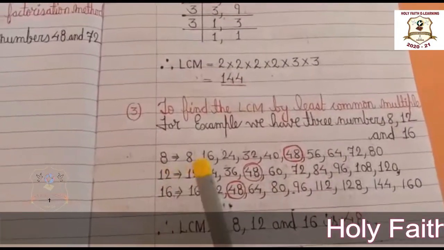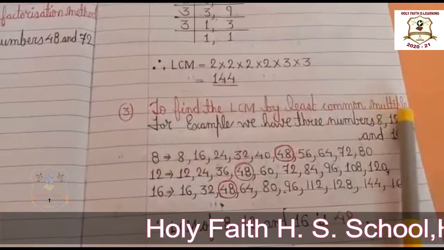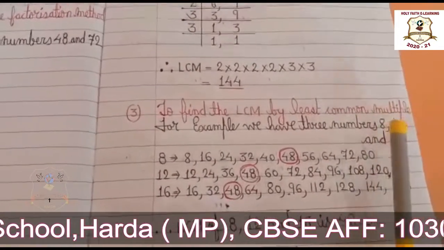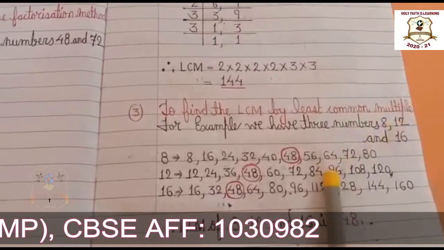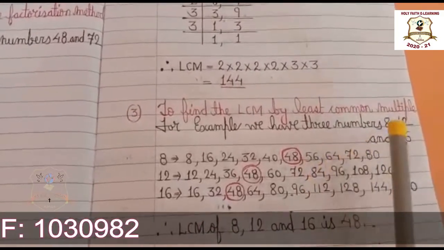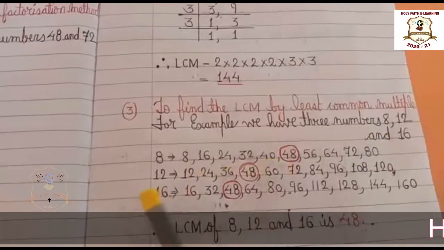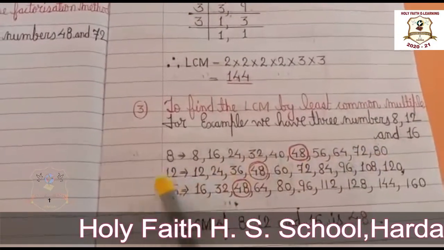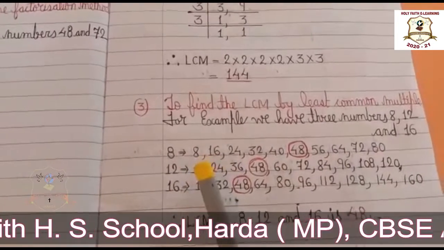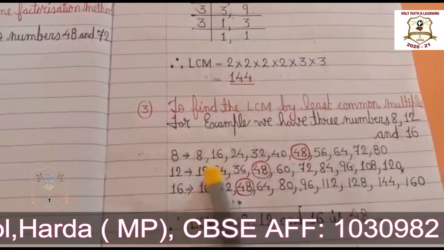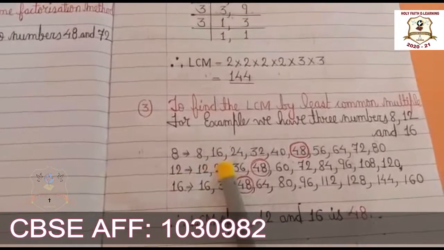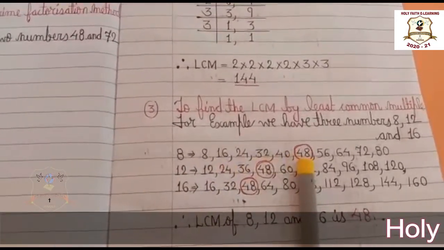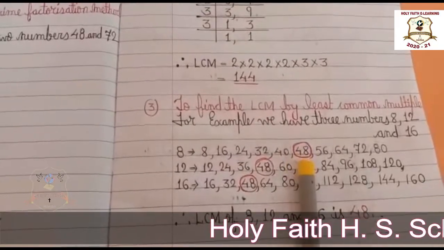So what is the meaning of multiple? First of all, we have to find the meaning of multiple here. Okay, multiple means table, you can see. For example, we have to find the multiple of 8. So what we are doing, we write the table for 8. For example, 8 1s are 8, so first multiple is 8. 8 2s are 16, so our second multiple of 8 is 16. Like that, 8 6s are 48, so sixth multiple of 8 is 48.